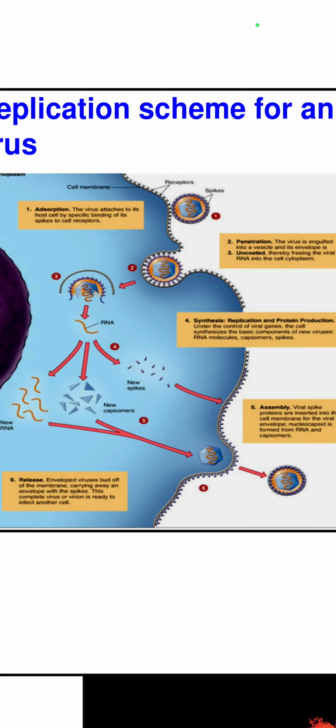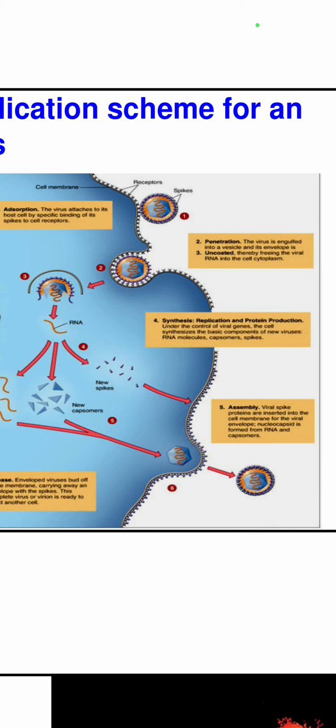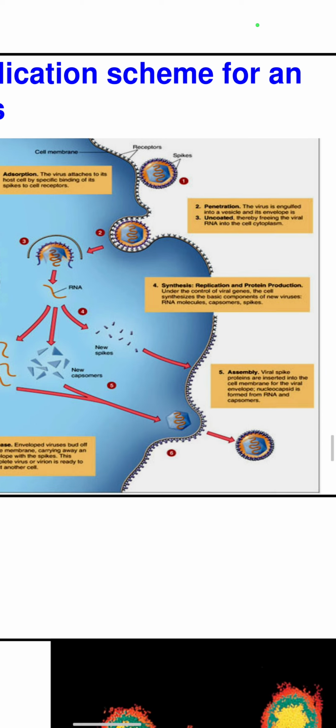So here is the step. As you can see, in adsorption, the virus attaches to its host cell by specific binding of the spikes to cell receptors. Then the next step is the virus being engulfed into a vesicle, and that makes penetration. Thereby, the viral RNA in the cell cytoplasm is now uncoated, and that leads to how the viruses replicate by protein production.